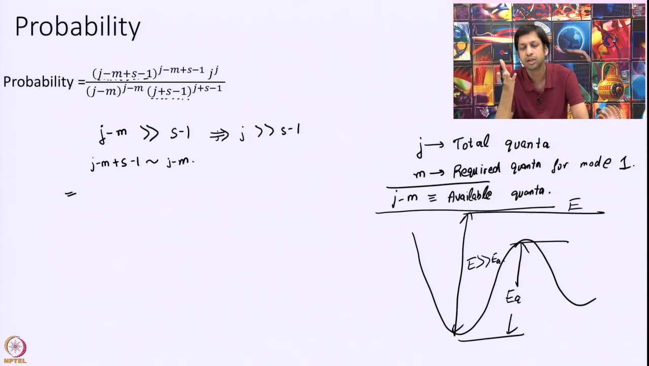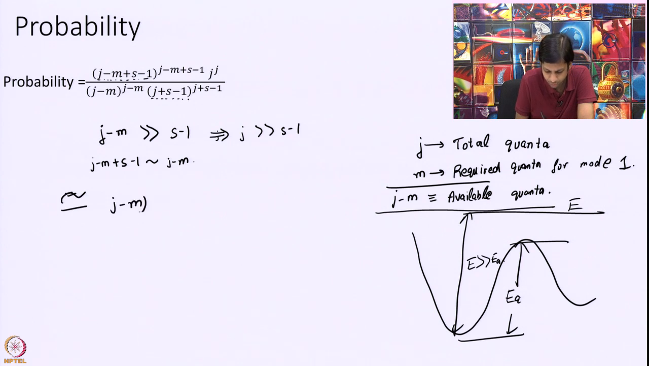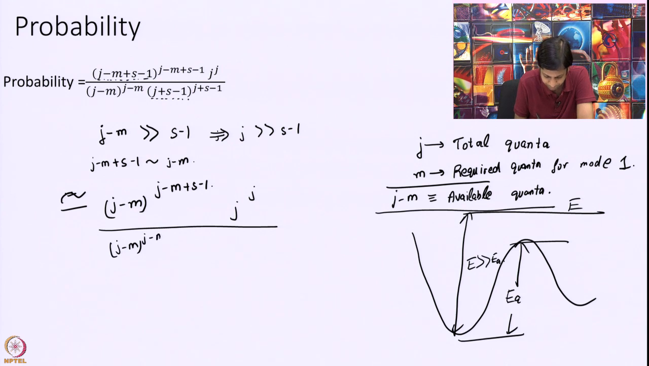What I am saying effectively is, instead of saying it is 100 to the power of 100, it is 99 to the power of 100. But if I make it 99 to the power of 99, then I am introducing a much bigger error. The powers make a much bigger impact is what I am saying. So, I approximate this as j minus m to the power of j minus m plus s minus 1. I retain j to the power of j. I retain j minus m to the power of j minus m. And this term, I replace j plus s minus 1 as j. So, I get j to the power of j plus s minus 1. So, let me just put it here because I need more space there.